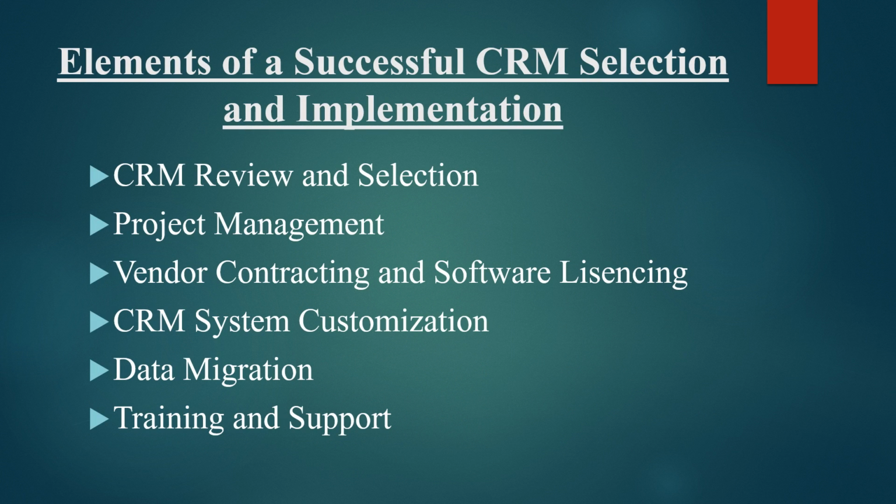Now, there are a few elements to a successful CRM selection and implementation, and these include CRM review and selection, project management, vendor contracting and software licensing, which can be the biggest pain point for companies that are looking into selecting and implementing a CRM system. This can take months or even years. You need to make sure that whoever you're working with is able to provide you with exactly what you need to best serve your customers. Then CRM system customization, data migration, and training and support.